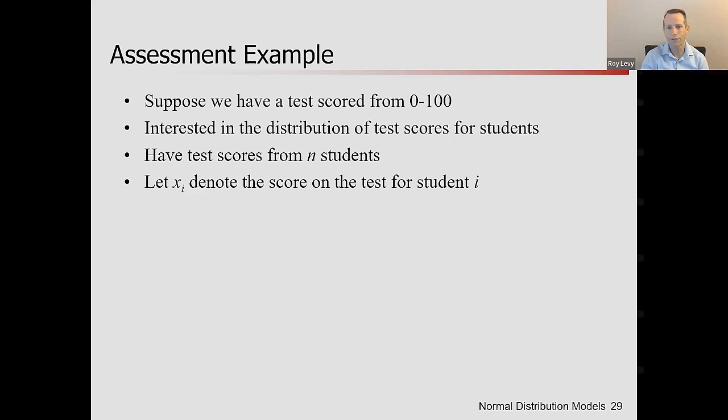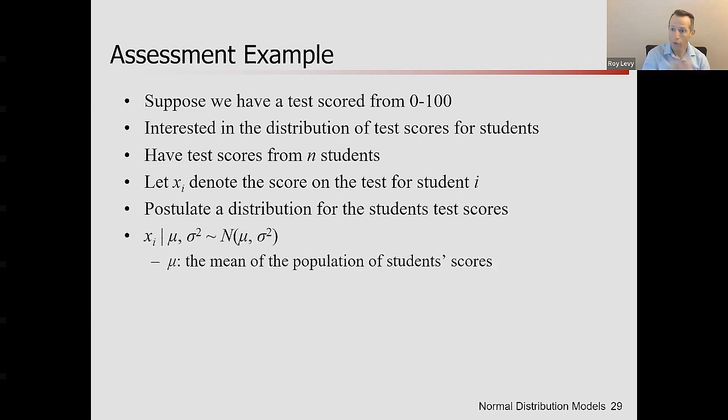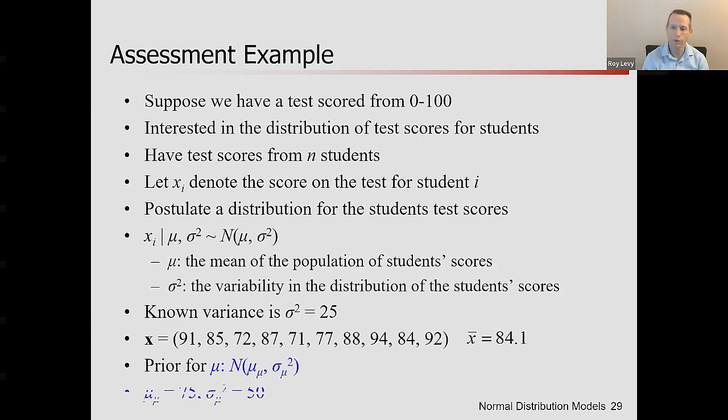Suppose we have a test scored from 0 to 100 that I'm administering to my students. And I'm interested in the distribution of test scores. I collect data from some number of students, and I have the score on the test for every particular student. So I'm going to model the distribution of test scores using a normal distribution. And I'm going to pretend right now I know the variance of test scores is 25. I don't know the mean. That's what I'd like to have an inference about.